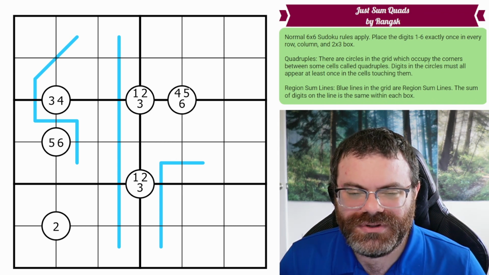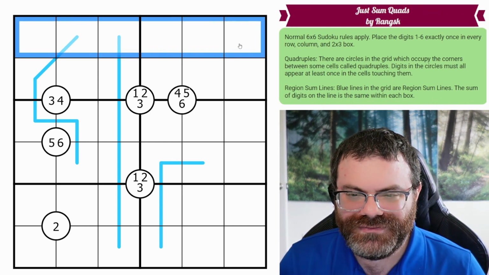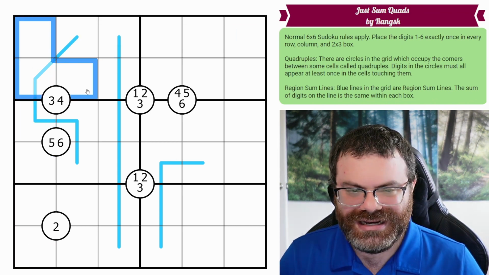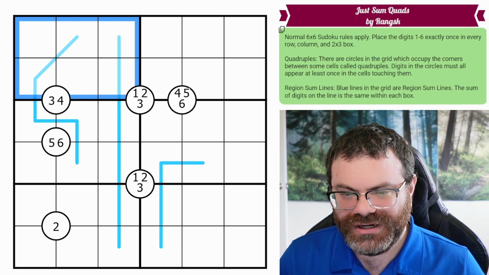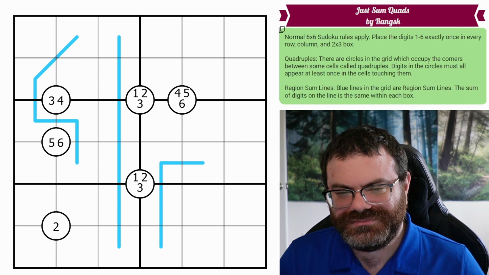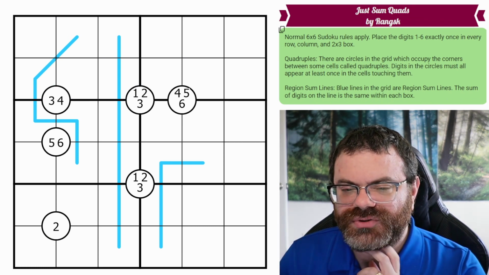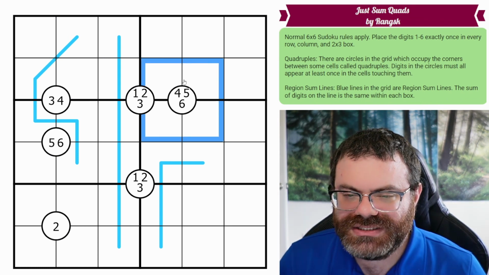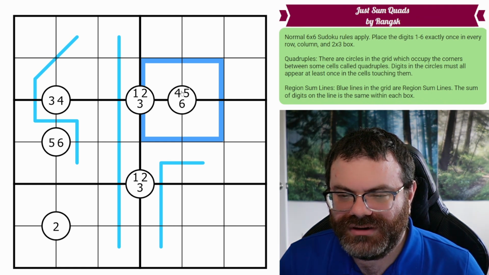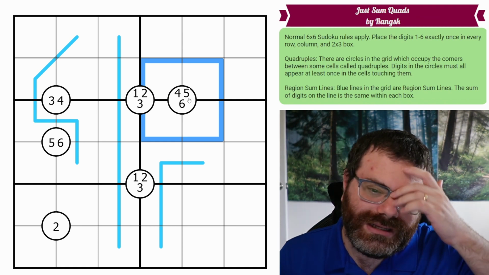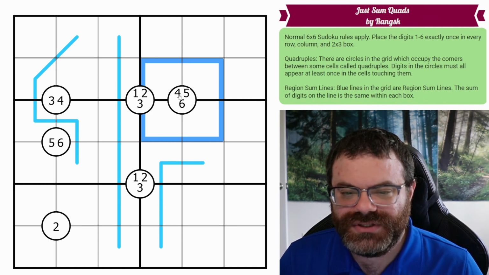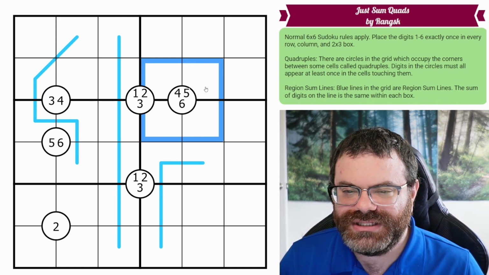So we have normal 6x6 Sudoku rules, which means in every row, every column, and every 2x3 box, we are placing the digits 1 to 6 exactly once each. Additionally, we have quadruples in the grid. That's these circles that are at the corner of 4 cells. And so the digits that appear in the circle have to each appear at least once in the surrounding cells.